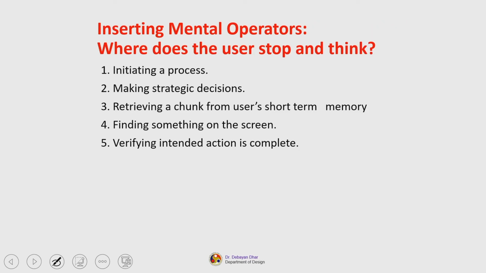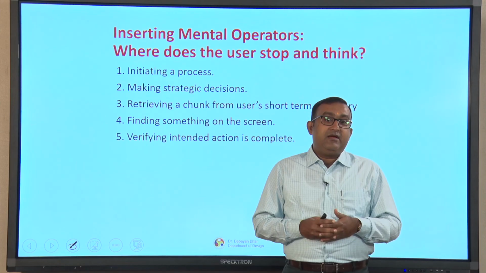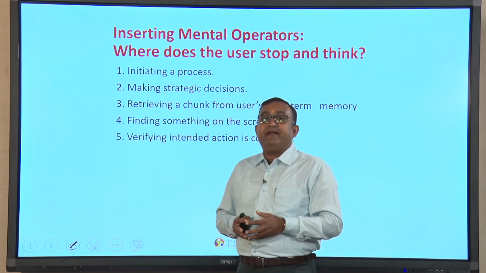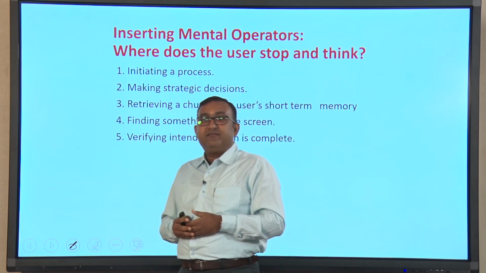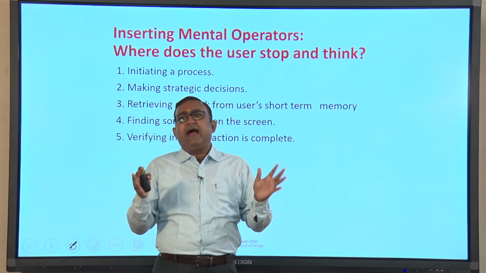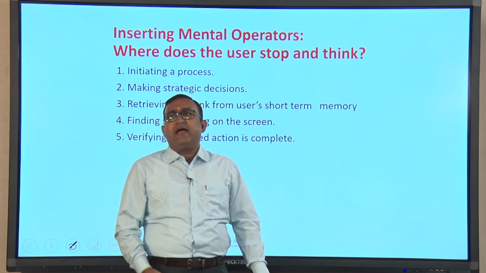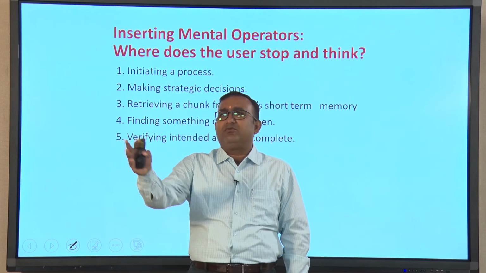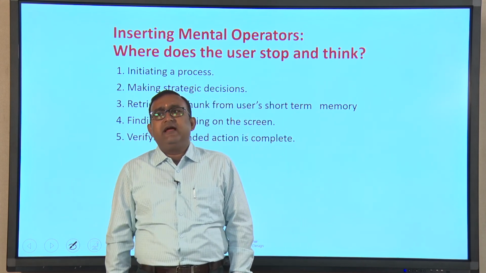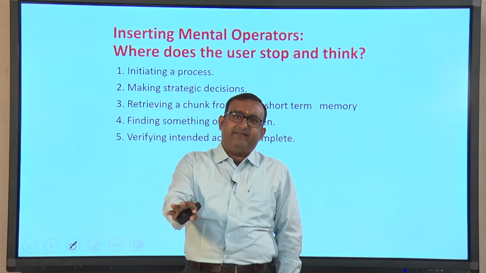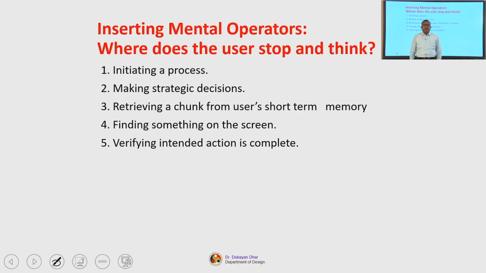Now, one of the major things in KLM that we need to understand is, when do you insert mental operators? Where does the user stop and think? Can you guess? Is it random, that I feel the user will stop here, or is thinking here, or will take some time to execute this function, so let us insert the operator M? Is it that way? No, it is not.